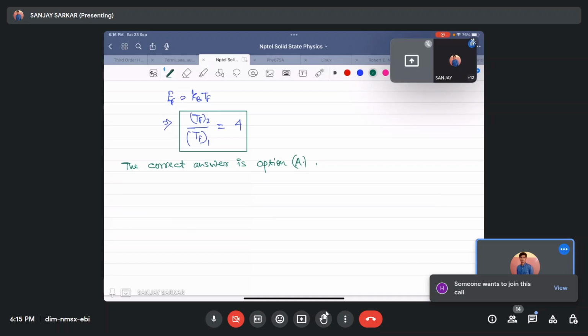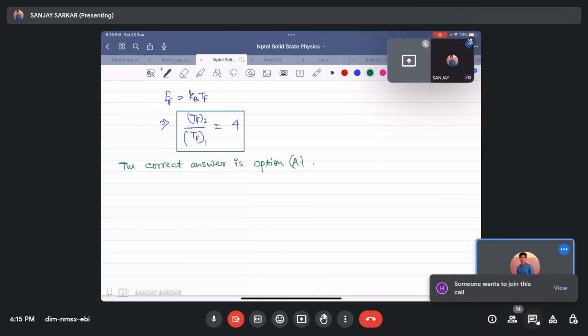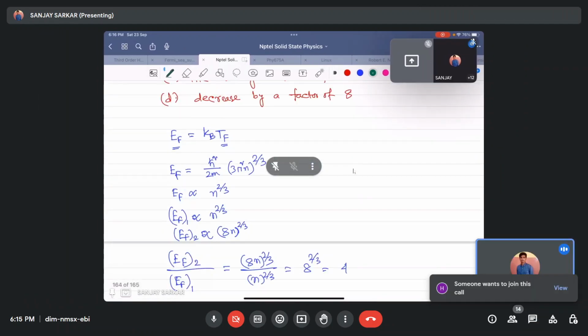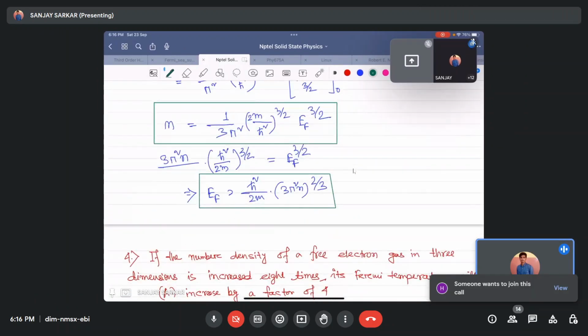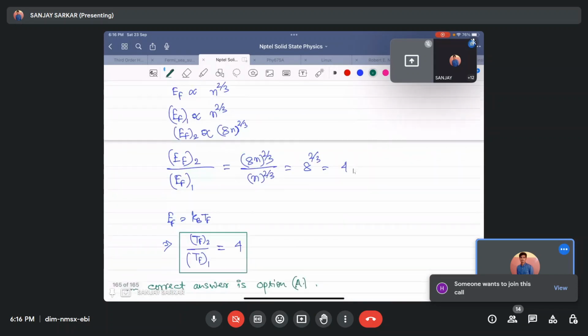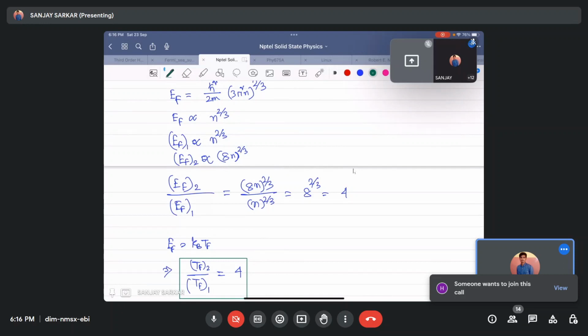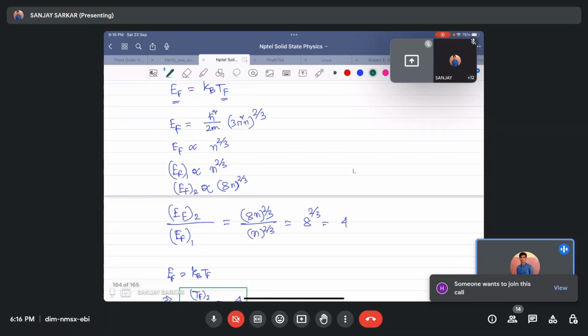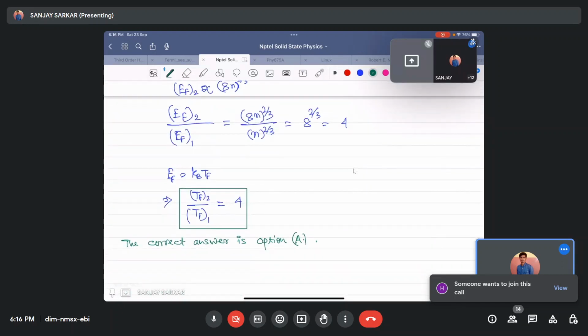Is there any doubt? First we calculated the relation between EF and n in 3D, and then we calculated EF for two different densities and took the ratio and found that it is equal to 4. So it will increase by a factor of 4.